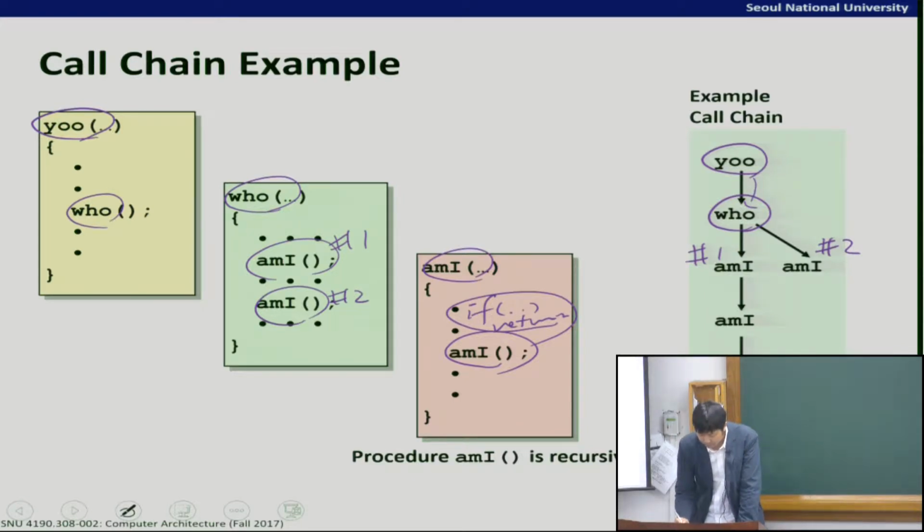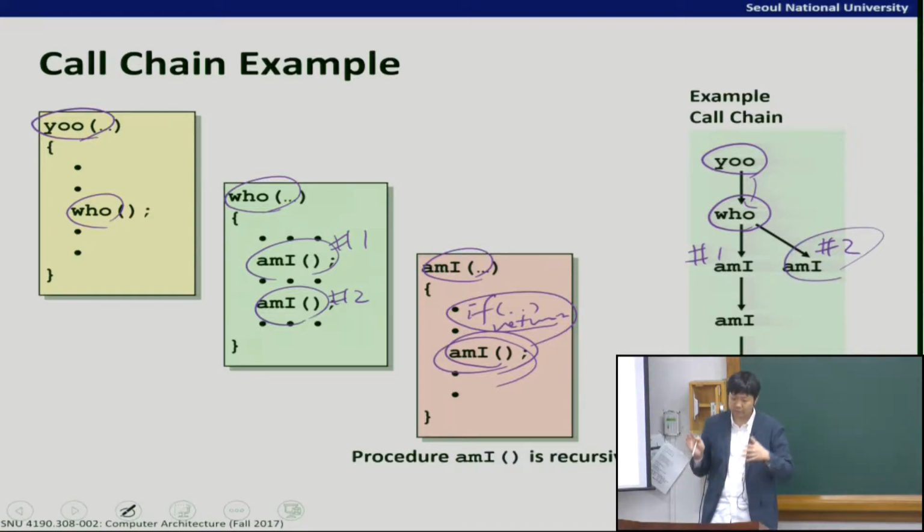So let's say this is an example call chain. This invokes this mi function twice, 2 more times before it returns. But this mi function instantiation simply returns without further calling this mi function. That's an example scenario. For this case, we're going to see how the stack frame grows as this program executes.